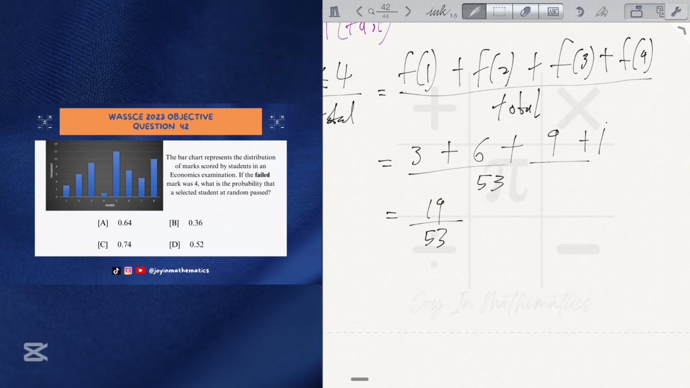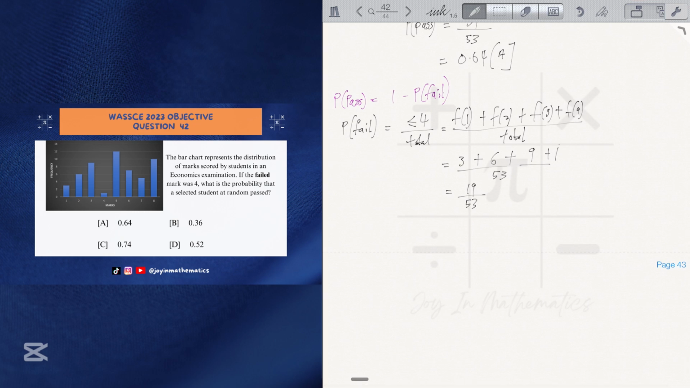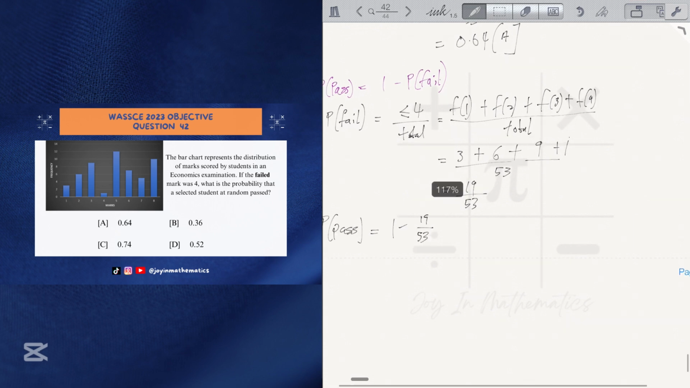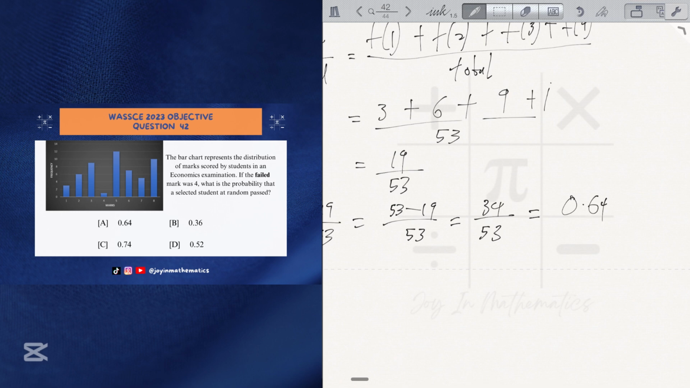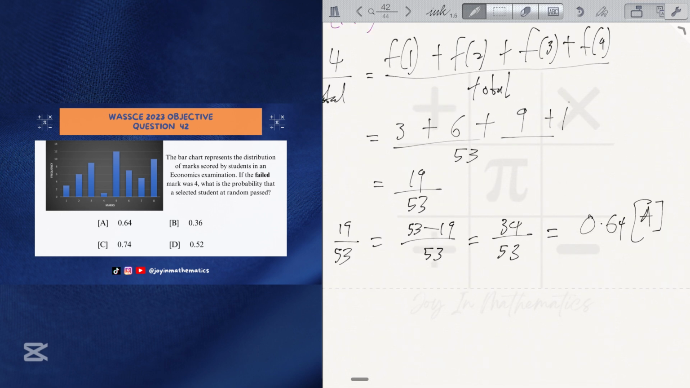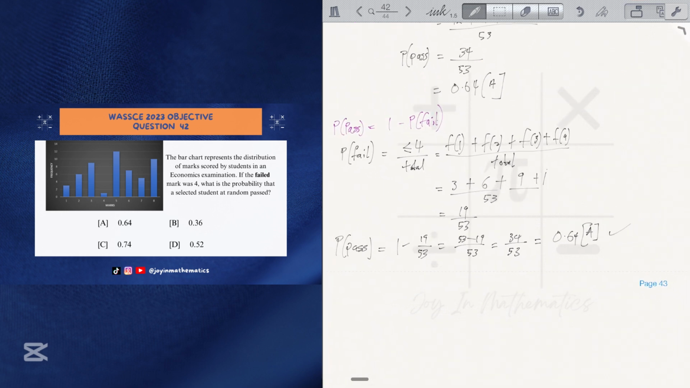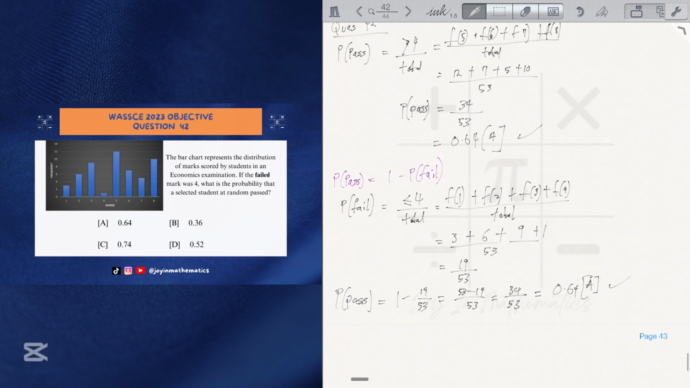If we apply the formula now, the probability of pass is equal to 1 minus the probability of fail. So P(pass) is equal to 1 minus 19 over 53. Simplifying this further, we take the LCM: 53 minus 19, divided by 53, which leaves 34 divided by 53. Using our calculator, we arrive at 0.64, which is option A, just as we had earlier, 0.64 and 0.64. Now we have solved question 42.